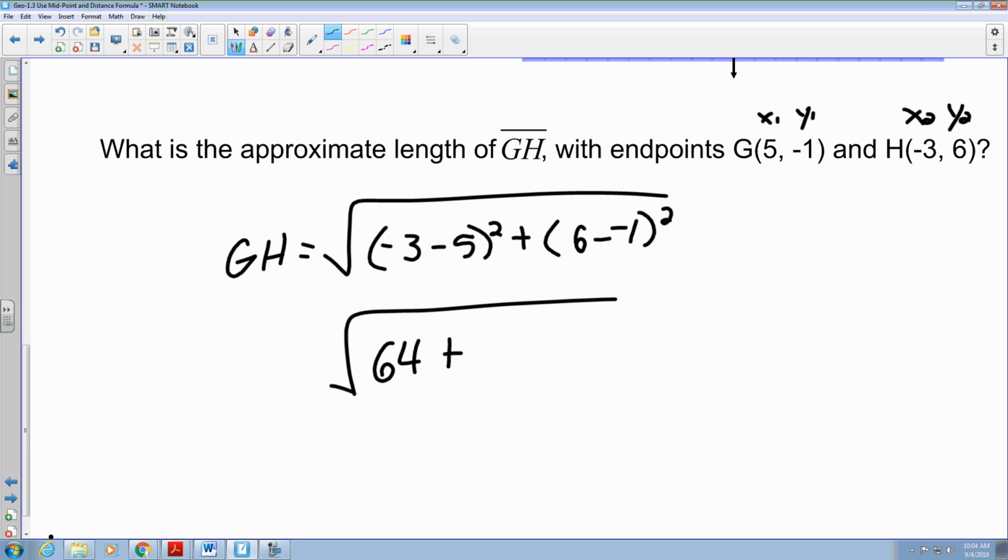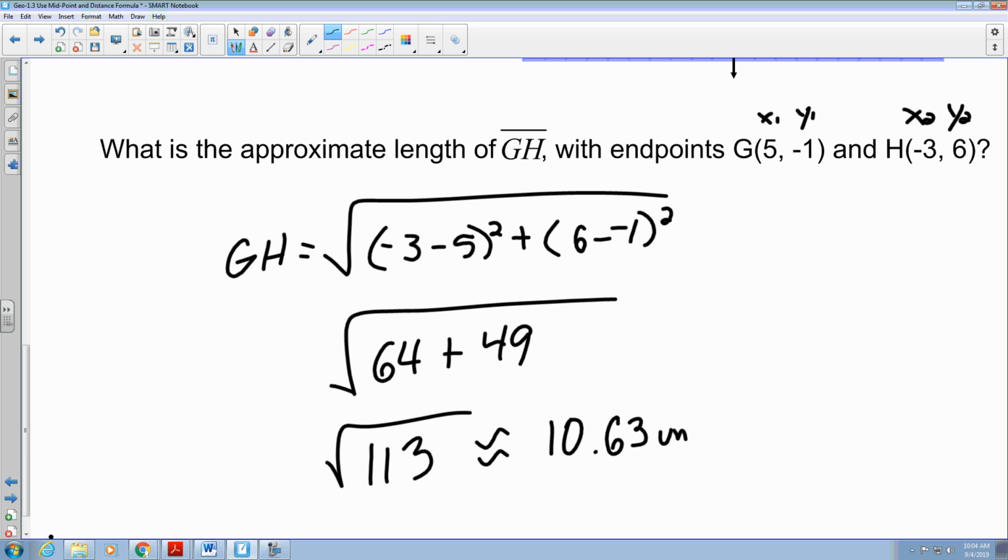64 plus 6 minus a negative 1, that gives me 7. 7 squared is 49. Take 64 plus 49, I get the square root of 113. That again is another approximation. The square root of 113 is about 10.63 units.